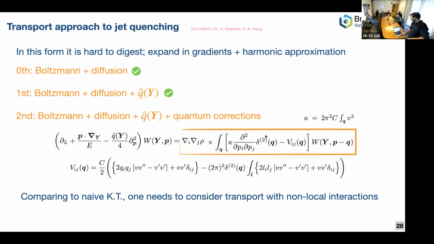But on top of that there is a new term, which you can interpret as quantum corrections. And this is the full equation to second order in gradients. And these terms in a box are these quantum corrections.